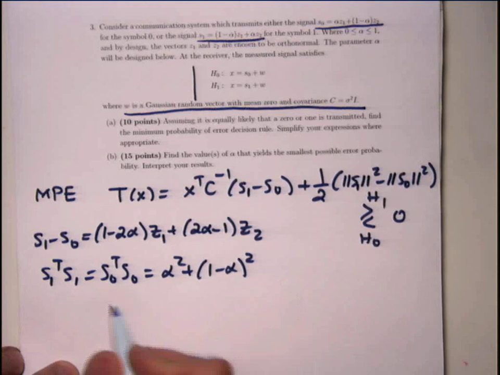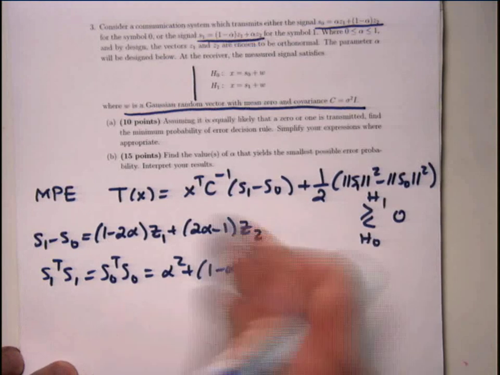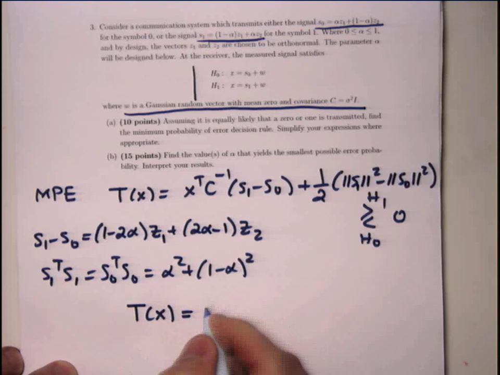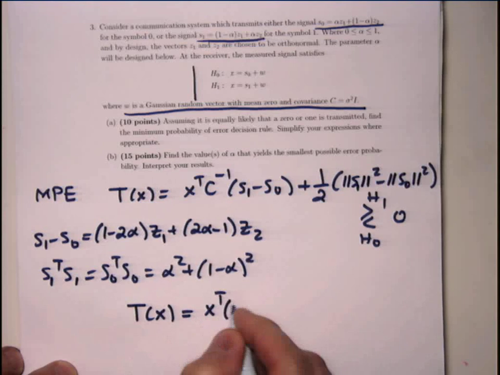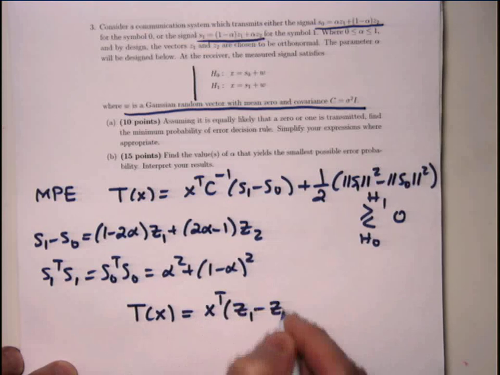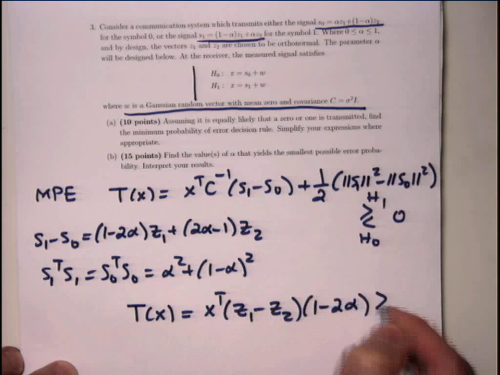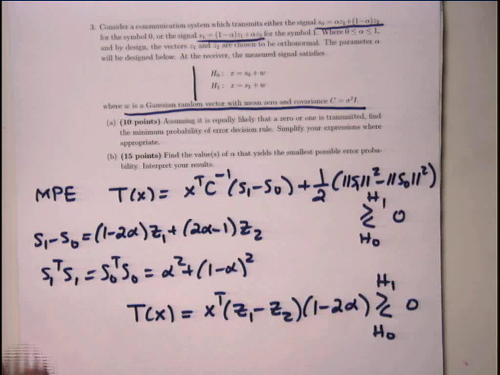Okay, so if I plug these things in and I simplify, what I get is T of x is x transpose (Z1 minus Z2) times (1 minus 2 alpha) compared to 0. Okay, so this is my decision rule. So that's part A.